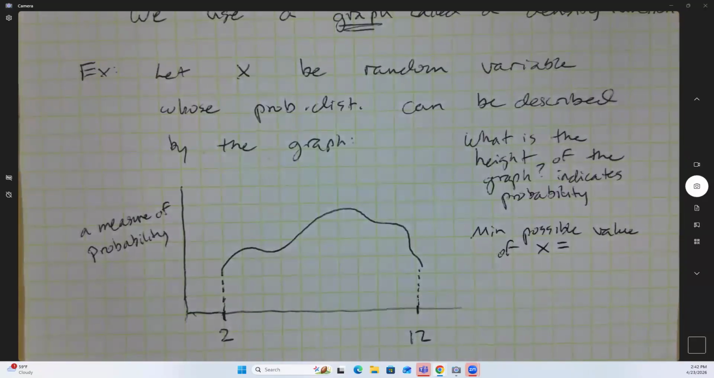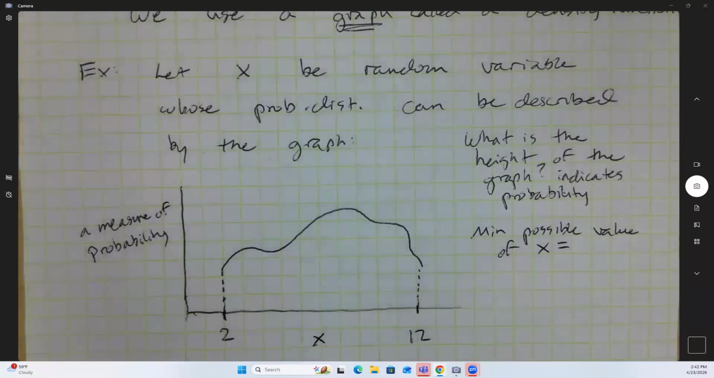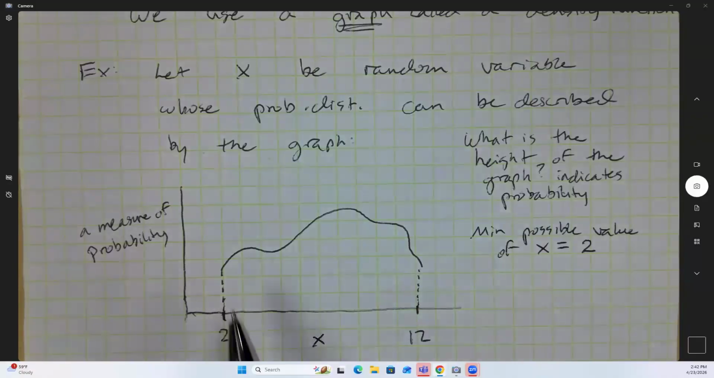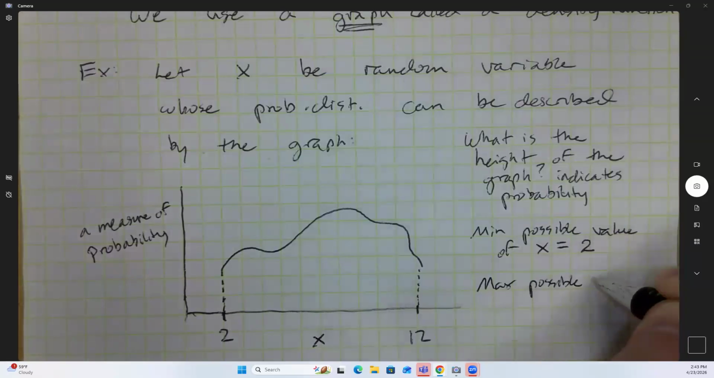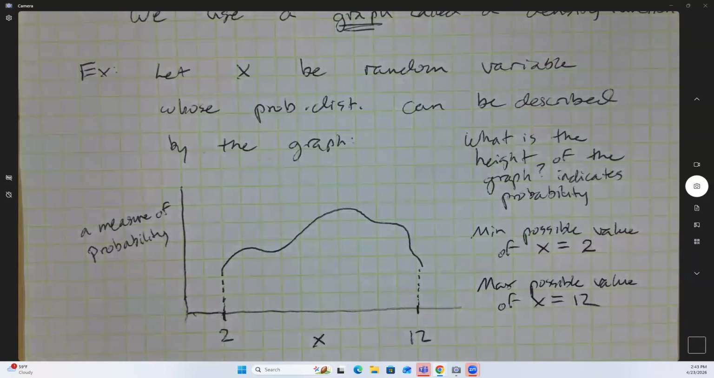What's the minimum possible value of X I could imagine getting? Any ideas? 2. Yep. I should have put here, this is the value of X axis. The minimum possible value of X I would ever expect to get is 2, because the graph doesn't live anywhere to the left of 2. And the maximal possible value? Yep. Of X is 12. So already from this picture, I can say this is a continuous random variable that takes values between 2 and 12.